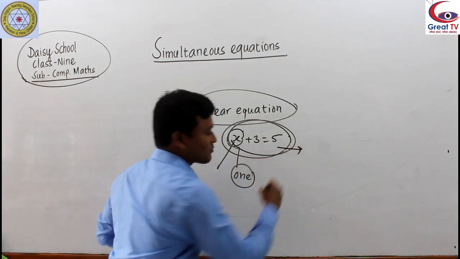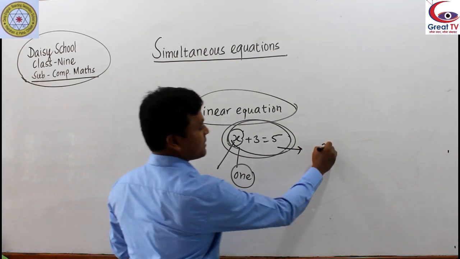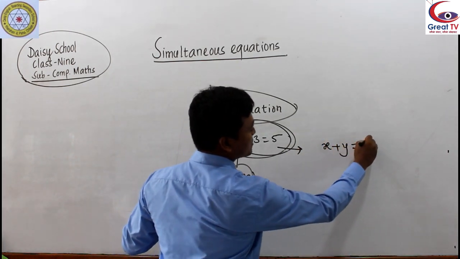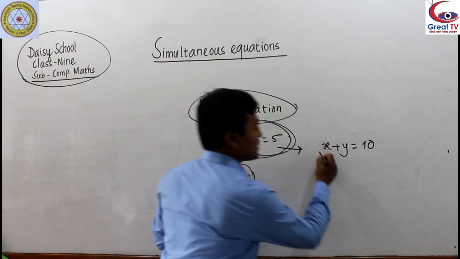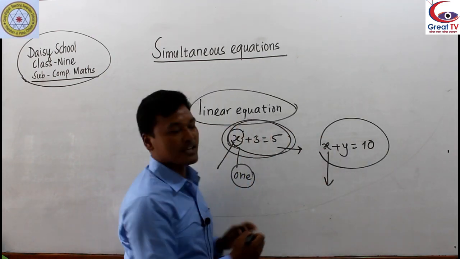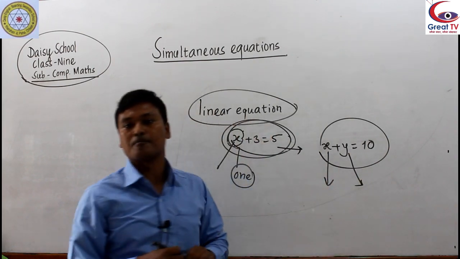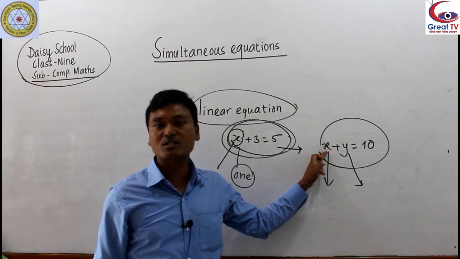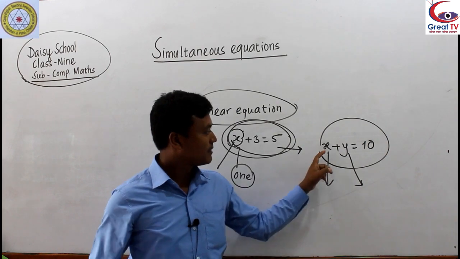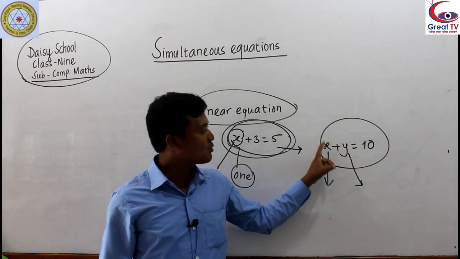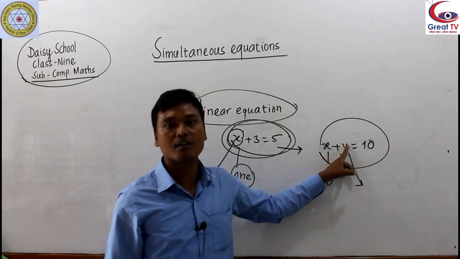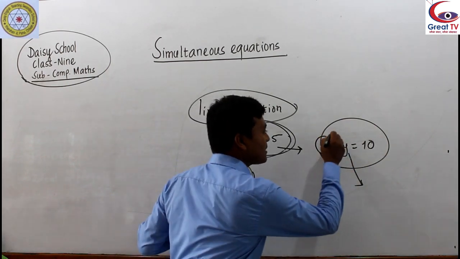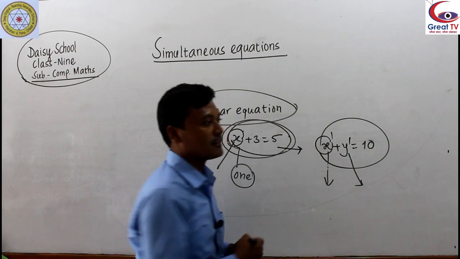But sometimes a linear equation may have two variables, say x plus y equals 10. This is also an example of a linear equation. Here x is a variable and y is another variable, so in this equation we have two variables, x and y. What is the power of x? 1. The power of y? 1.